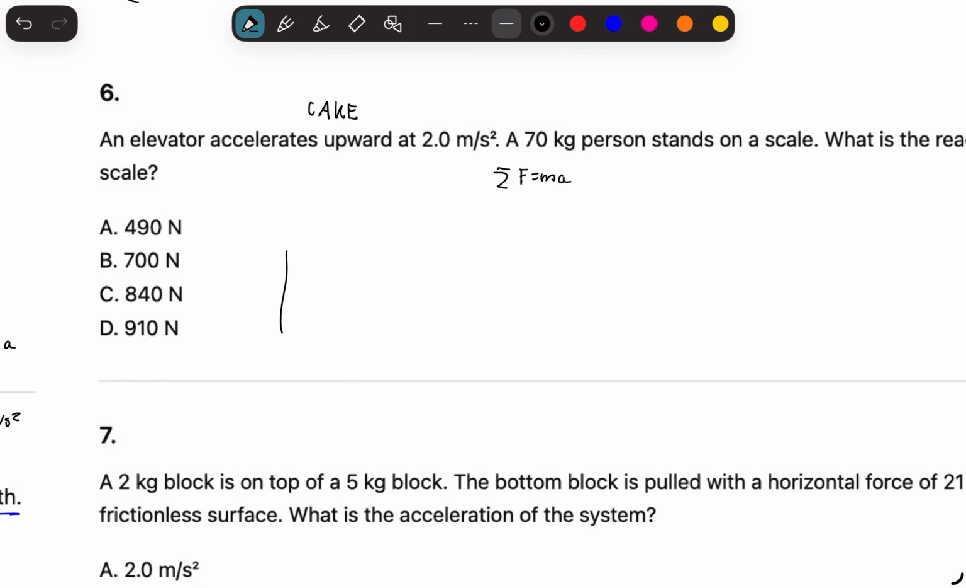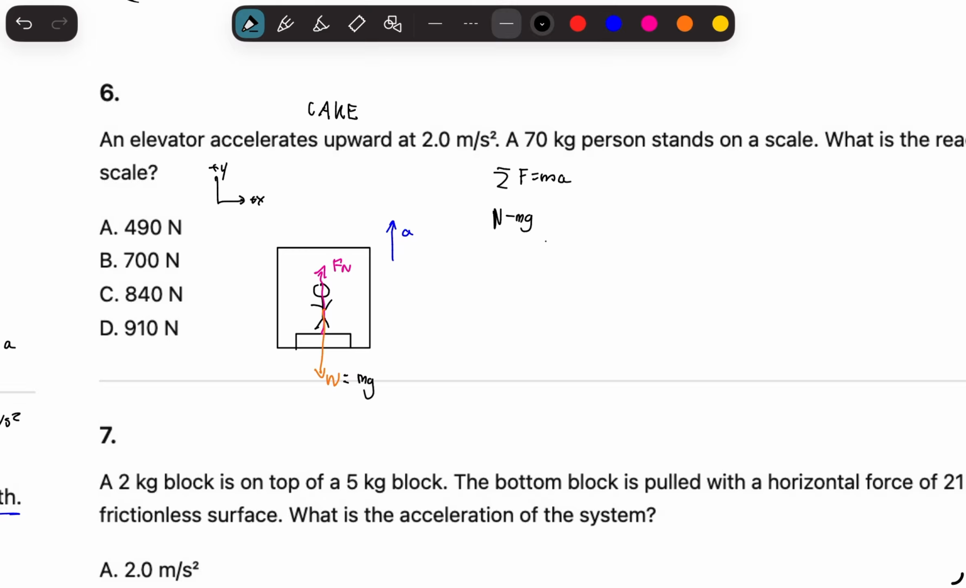So actually, redraw this elevator so that you can see the scale. But the person is standing here and they have a normal force that's acting on them. But the person also has a weight force that is acting down. And our direction of acceleration is up. And we're going to define this system like this. So we have normal force that's acting up, and you have your weight of your person, which is equal to mg, acting down, is equal to ma.